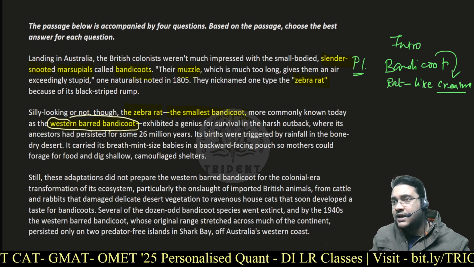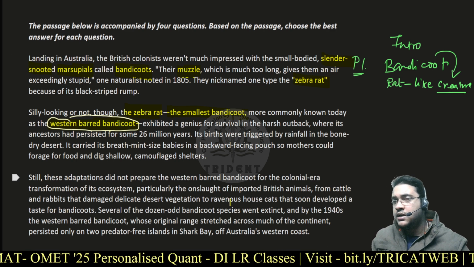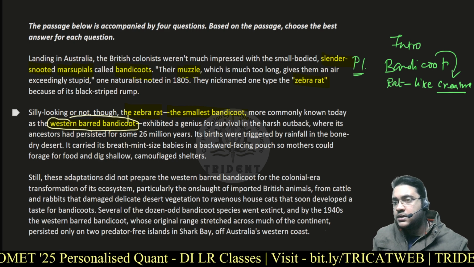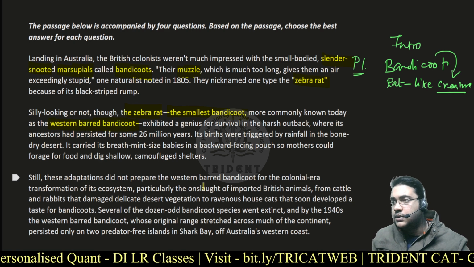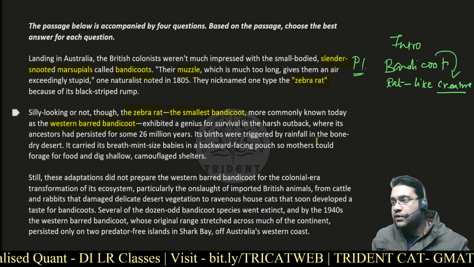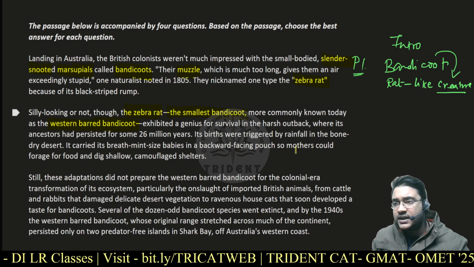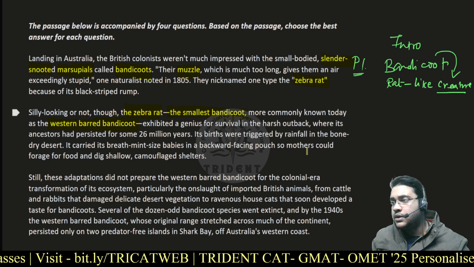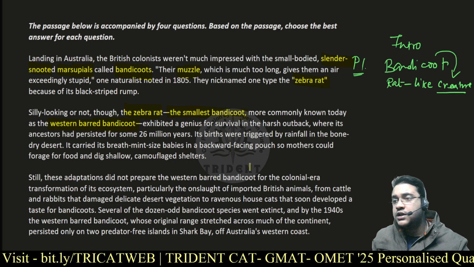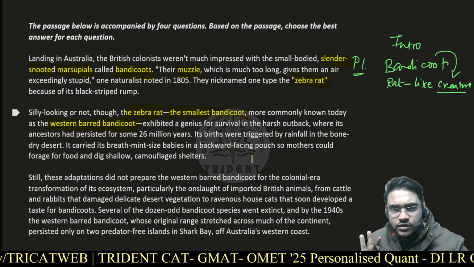They have exhibited a genius for survival in the harsh outback where its ancestors had persisted for some 26 million years. Its births were triggered by rainfalls in the bone dry desert. It carried its breath mint sized babies in a backward facing pouch so mothers could forage for food and dig shallow camouflaged shelters. Now, there are certain things that you should keep with you.